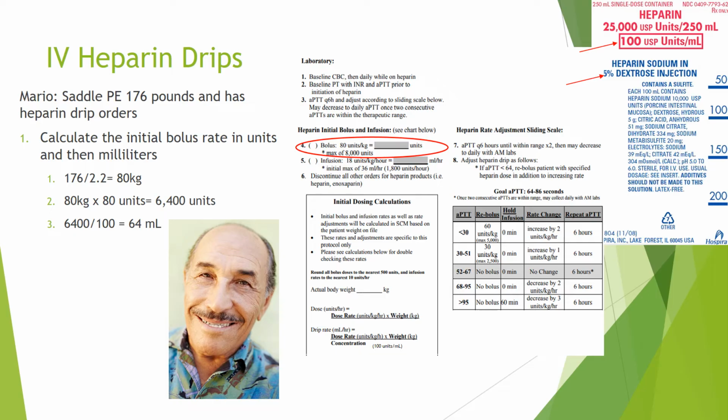Now, note that some hospital protocols indicate that you actually administer this heparin bolus via IV push, because if you think about it, 64 milliliters is still a pretty significant amount of fluid. So they would use a higher concentration of heparin to deliver that quick bolus, but that's going to depend on the hospital and on the protocol.